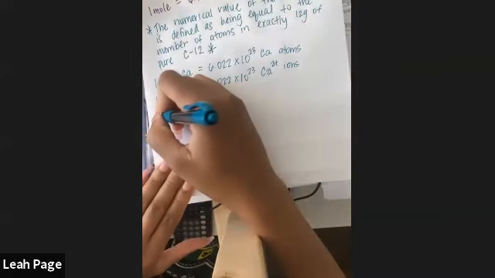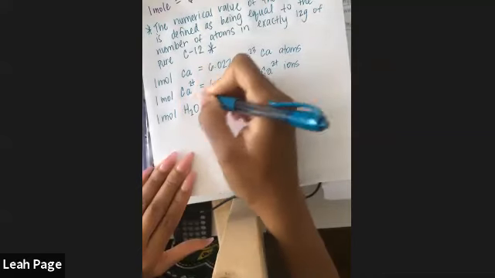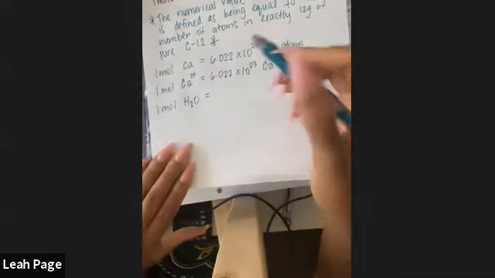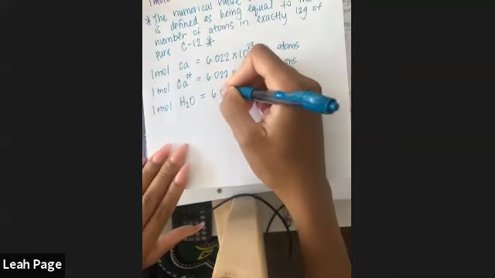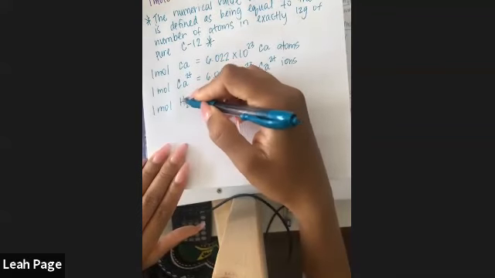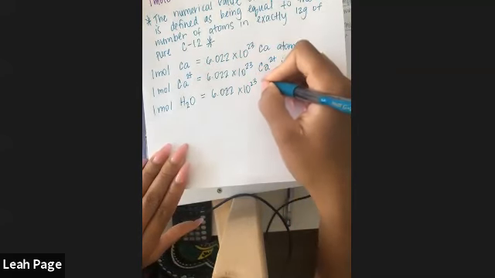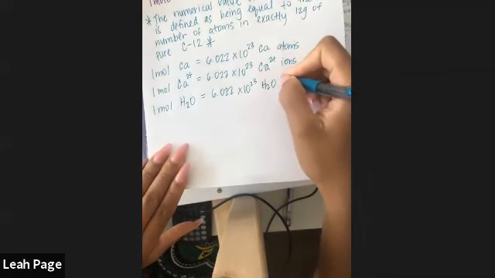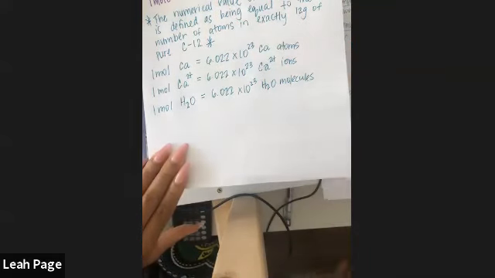If I said I had 1 mole of water, water is a molecular compound. And the way we describe it, since this is a compound, it's not just a single atom or a single element, we'd say that I have this many molecules of water, or water molecules.